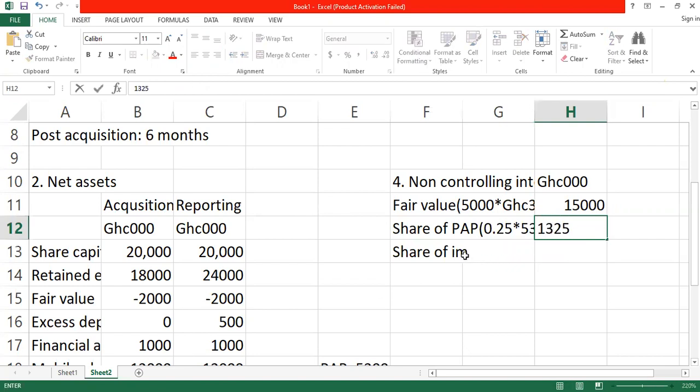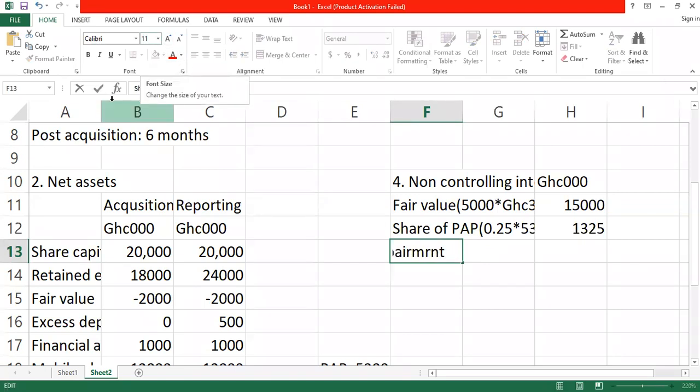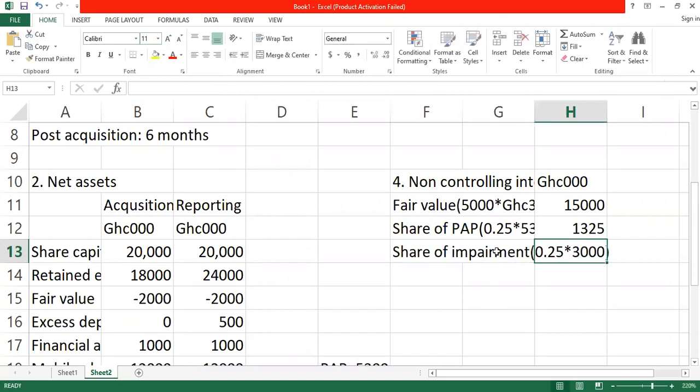1,325. Okay. So we learned that there was impairment of goodwill in the question. So the NCI will take their portion, which is 0.25 times the impairment figure, which was 3,000. So NCI will be taking how much? 750. Is it going to be an addition or reduction? Reduction. So we put it in brackets, share of impairment.